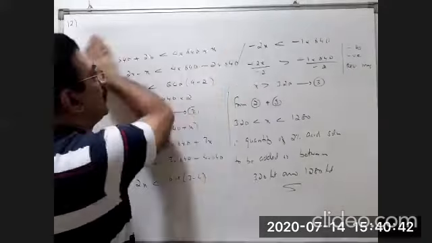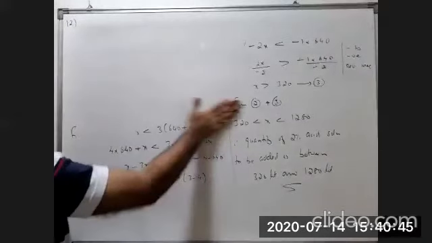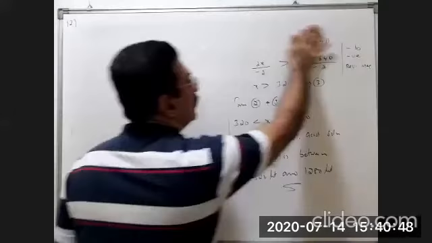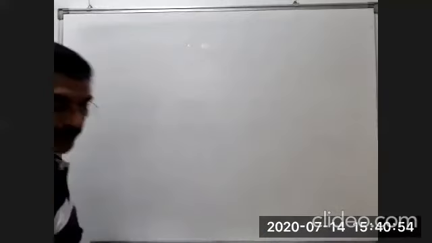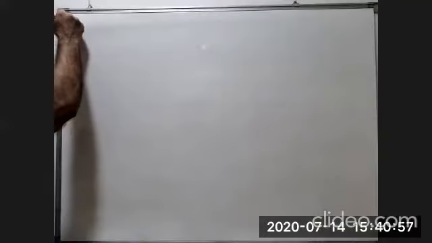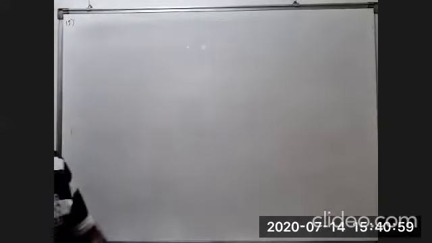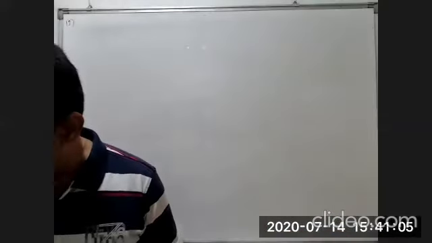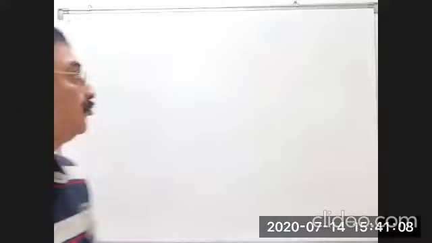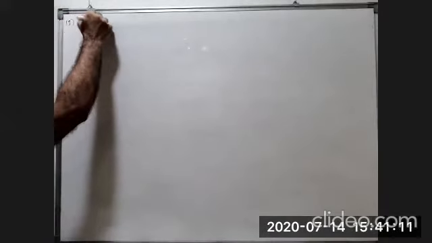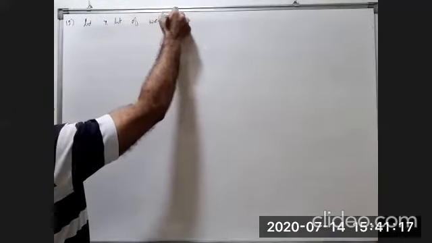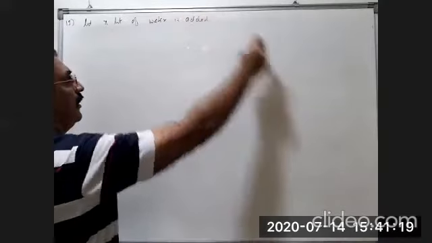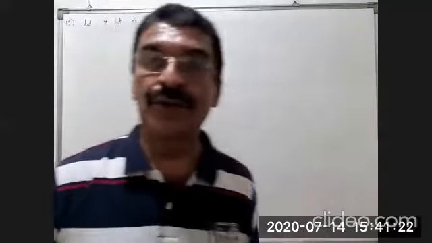Question number 30. See the question. What should be added? How much? So exactly the same thing. If you have proper understanding, this is very interesting and very easy. How many liters of water should be added? So let's say X liters of water is added. We are adding X liters of water.